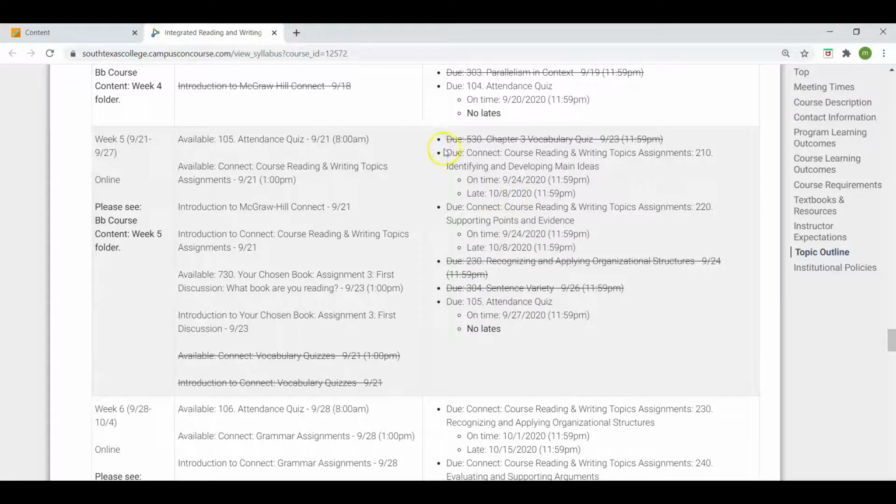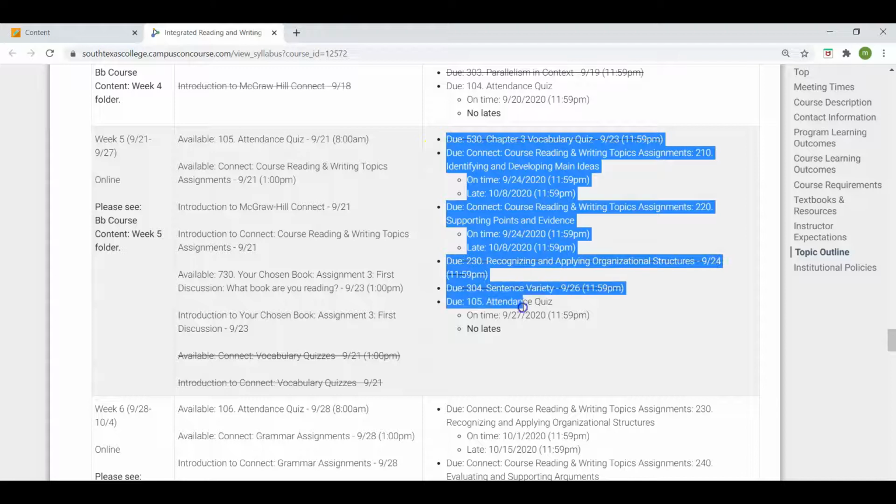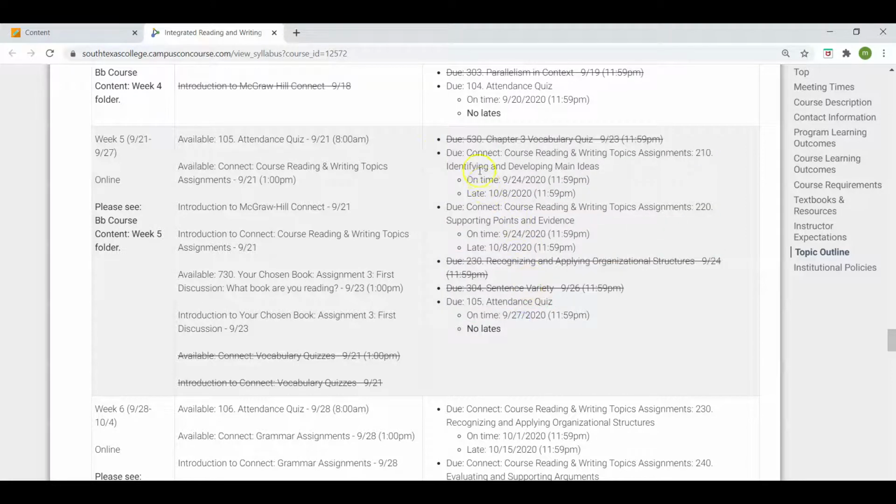Notice it was still important that I did it for past weeks because those course reading and writing topics, right, had a late deadline that went all the way to this week. All right. So that's why I did it. That's why I went ahead and put it everywhere. Put the late deadlines that weren't there.